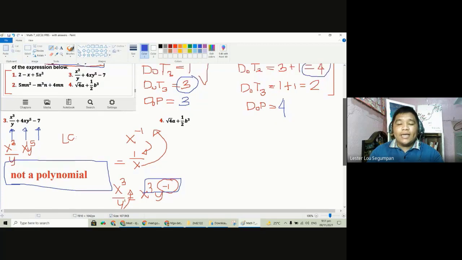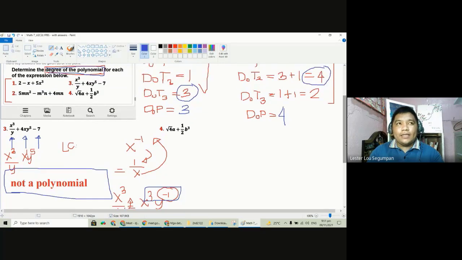Again, what makes an expression non-polynomial is when we have a negative exponent. Or just like this, we have a variable in the denominator. And finally, if we have square roots or fractional exponents.